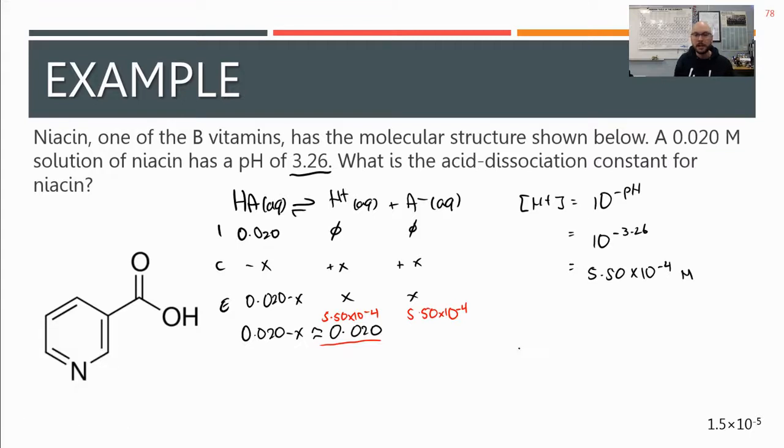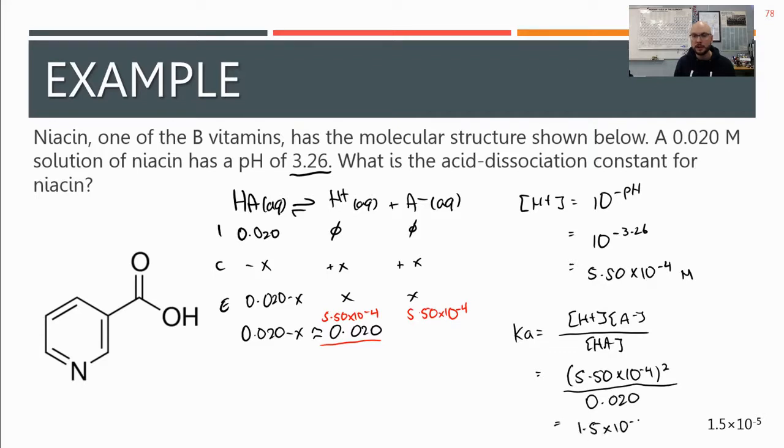So we can write this now as Ka is equal to the concentration of H plus A minus over the concentration of HA. So we get 5.50 times 10 to the negative 4 squared over 0.020, which works out to being 1.5 times 10 to the negative 5. Okay, remember that acid dissociation constants have no units, so we're done with just that.